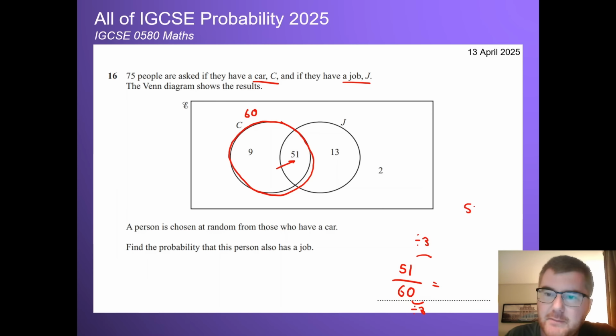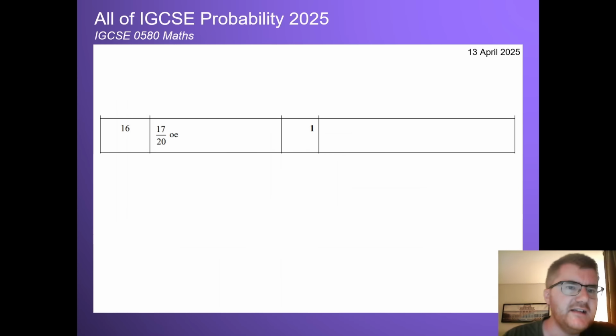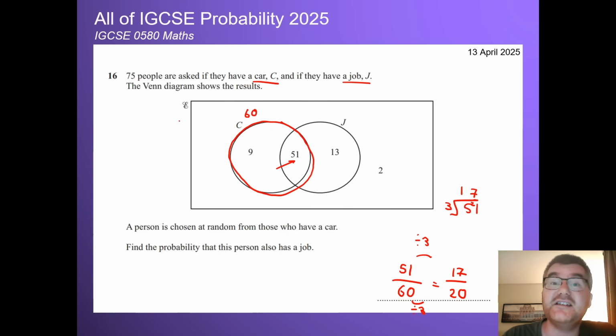Now 51 divided by 3, if you're not happy with that, again, a quick bit of bus stop. 3's into 5 go 1, remainder 2. 3's into 21 go 7. So we get 17 at the top. And 60 divided by 3 is 20 for our 1 mark. They are quite nice. They give you this or equivalent. So if I left it as 51 over 60, I'll probably still get the mark. But please don't risk it in the exam.